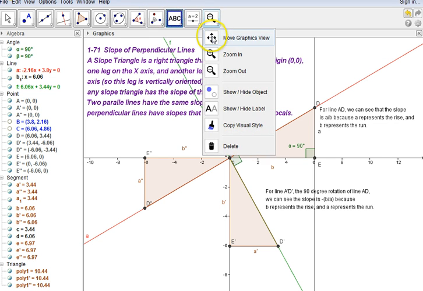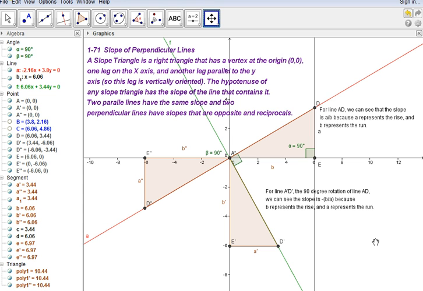Where's the move tool? Here we go. We're going to move to a new space for 1-72, where it says, "Now that you know more about the slope of parallel and perpendicular lines, revisit the reflection from problem 1-68 and confirm the relationship using slope." So we're just going to follow the directions.